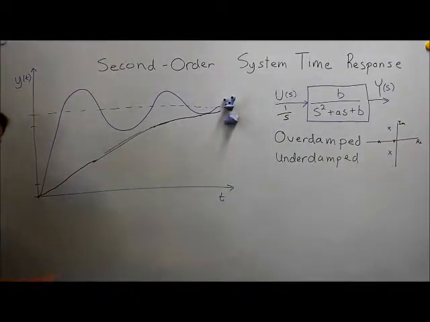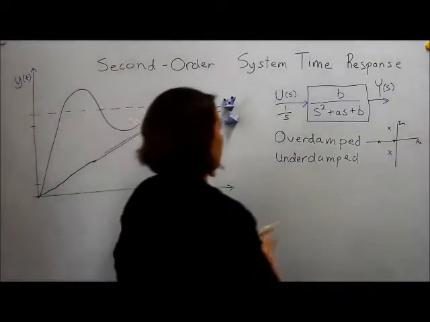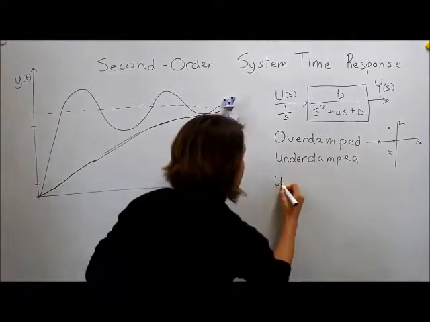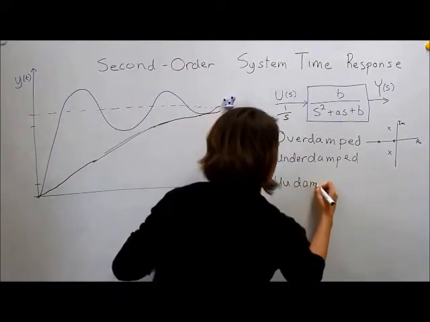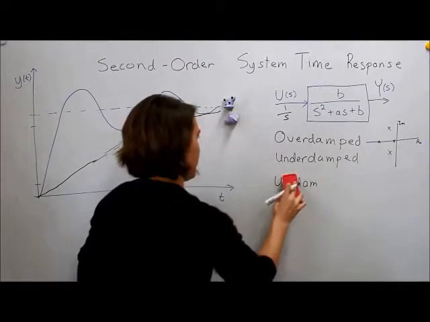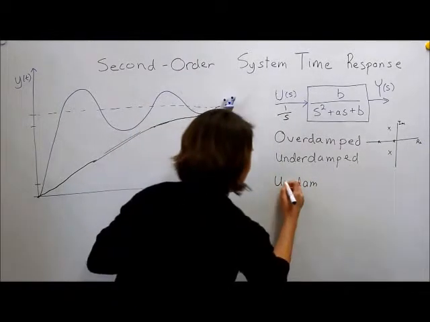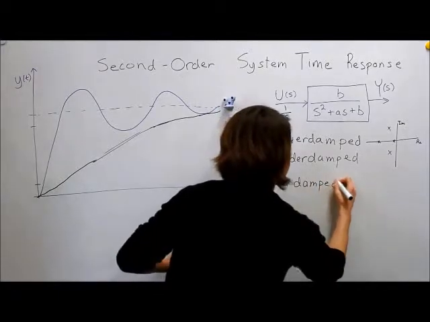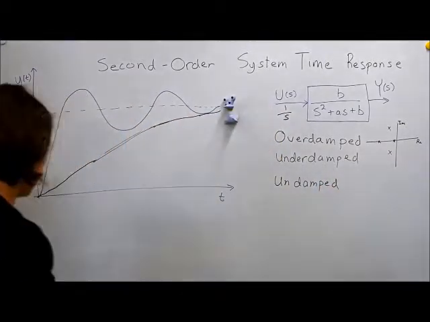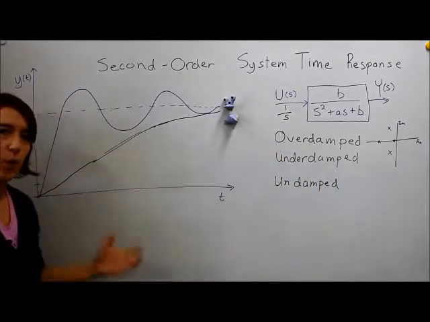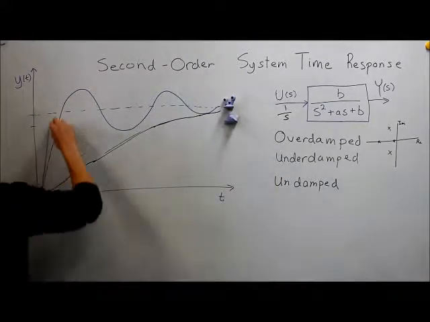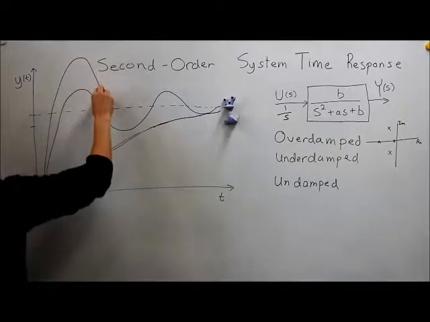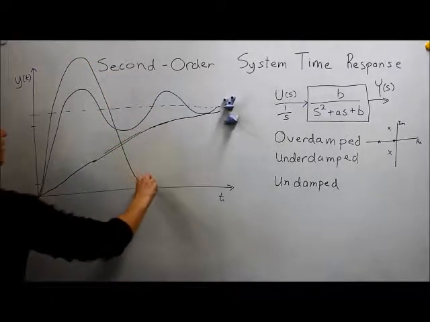There's two more that we'll look at. One is called undamped, so not underdamped, but completely undamped. And this is where you pretty much have only the sinusoidal component. So we'll do that here. So we get this and we just get some nice oscillation going here.